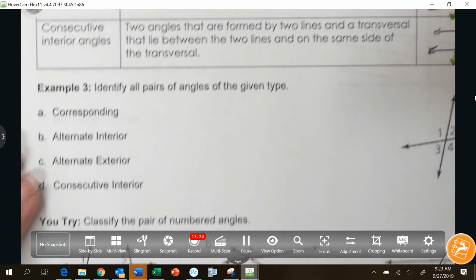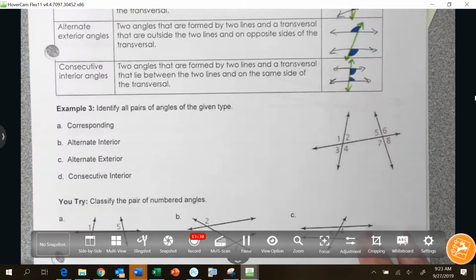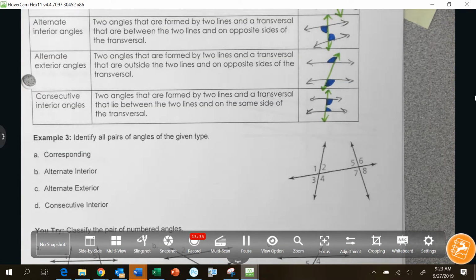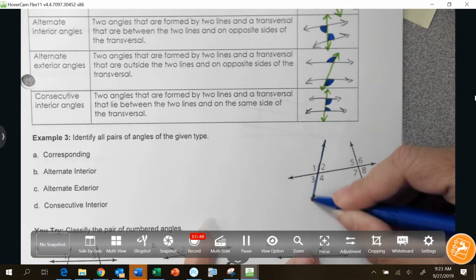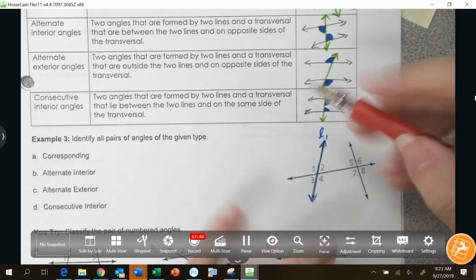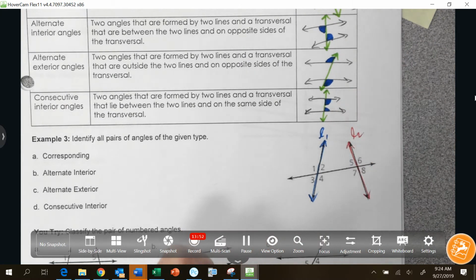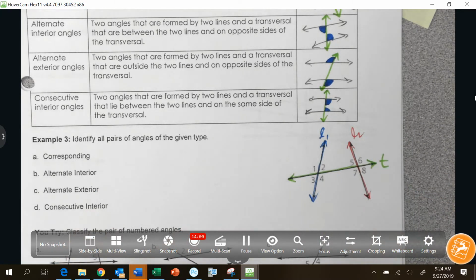Okay, I'm going to call on some people. We're going to identify all pairs of the angles of the given type. So there's a picture, and before we even do this, let's label the two lines and let's label our transversal. So line 1, I'll just call L1. Line 2, call that L2, which means my transversal is going to be that one that's not horizontal but closer to horizontal. We'll call that line T.